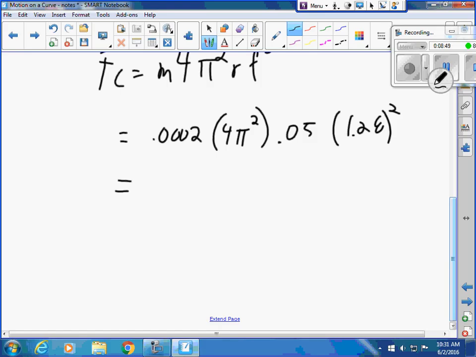Should it be a big number or a small number? It should be small, right? How much force is going to be needed to maintain this flea? Pretty tiny.